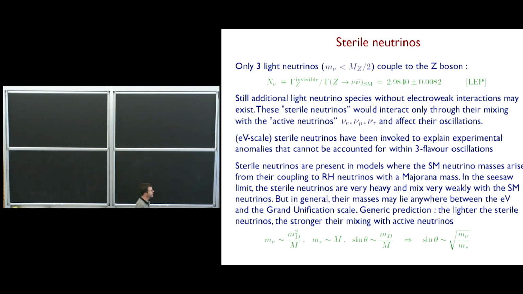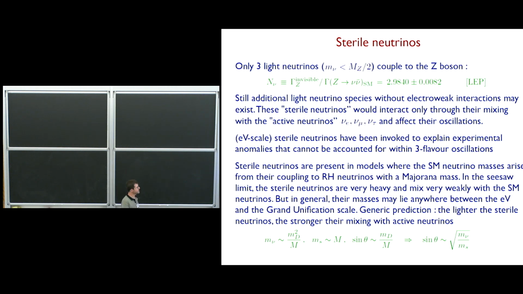In that case, they would only interact through their mixing with the active neutrinos, the ones that we know, nu_e, nu_mu, nu_tau, which have weak interactions. And they would affect their oscillations. As I said, they have been invoked in particular to explain some experimental anomalies, but as Gabriela pointed out, they could exist even independently of these anomalies. A more theoretical motivation is that they are there in many models of neutrino mass generation, which often involve right-handed neutrinos.